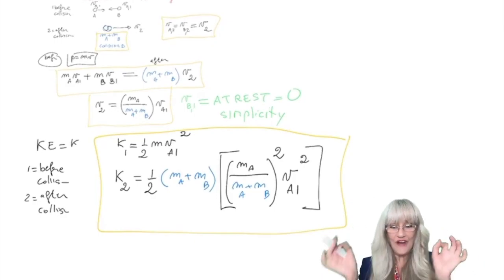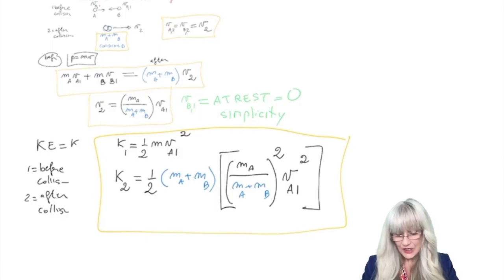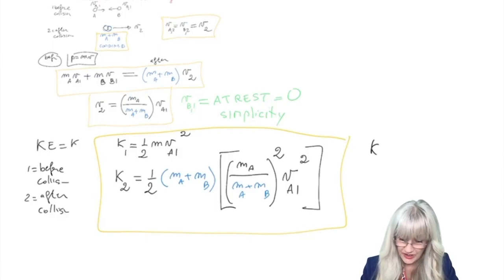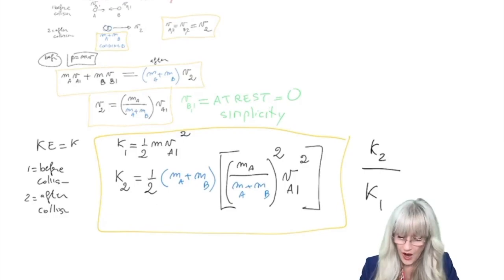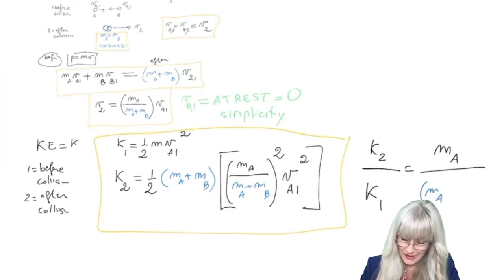One little final detail is that I could do the ratio of K2, the kinetic energy after the collision, over the one before the collision, and the physics again is so elegant, which will give the ratio of the mass of A over the combined mass.